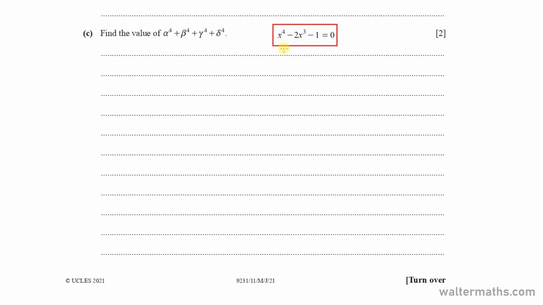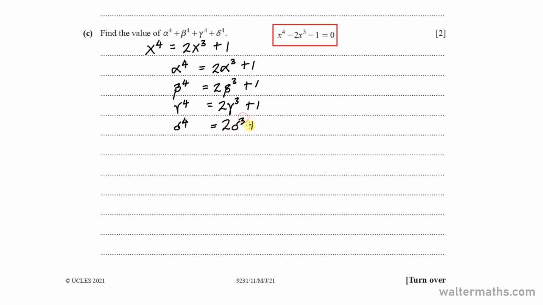So for this equation, we can make x to the power 4 the subject. So it's x to the power 4 is equal to 2x cubed plus 1. Now, since alpha is a root of this equation, we can say alpha to the power 4 is equal to 2 alpha cubed plus 1. And also, since beta is a root to this equation, we can safely say beta to the power 4 is equal to 2 beta cubed plus 1. Gamma is also a root, so gamma to the power 4 is equal to 2 gamma cubed plus 1. And delta is a root, so delta to the power 4 is equal to 2 delta cubed plus 1.